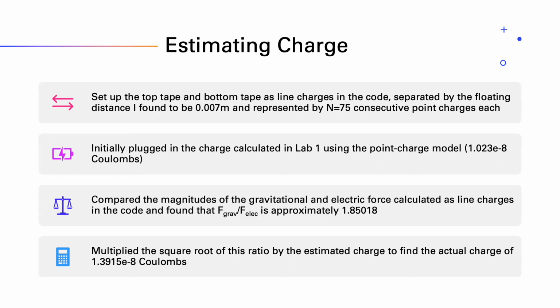We know that since there are more assumptions made in Lab 1, this is not exactly correct, but it gets a good starting point. And my value from the first lab was 1.023 times 10 to the negative 8 coulombs. And then I compared the magnitudes of the gravitational and electric forces calculated as line charges in the code and found that the force of gravity divided by the electric force is approximately 1.85018. And then I multiplied the square root of this ratio by the estimated charge from Lab 1 to find the actual charge, which is 1.3915 times 10 to the negative 8 coulombs.